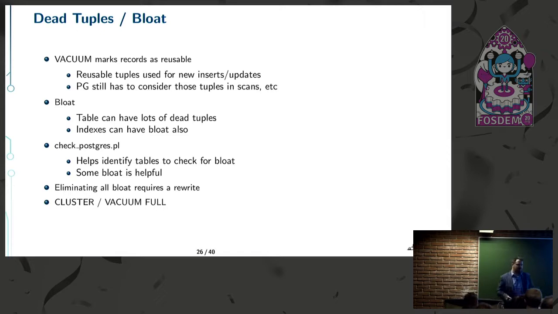So you really want to be running vacuum. Check Postgres is a really helpful tool for identifying tables to look for bloat. PG Monitor is also really helpful. Note that if you want to eliminate all bloat, you have to do a full rewrite, which is typically not a good idea. Basically, some bloat is useful. If there's empty space in the table, that means that if we have to add a new tuple to that table, we don't have to extend it, right? Extending a table is expensive, okay? We've taken some steps to make things more performant around that, but it's still not cheap.